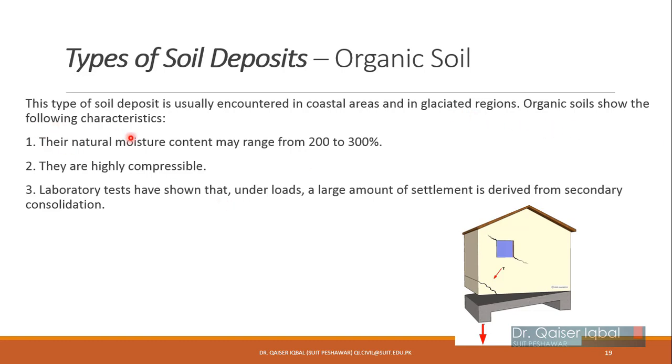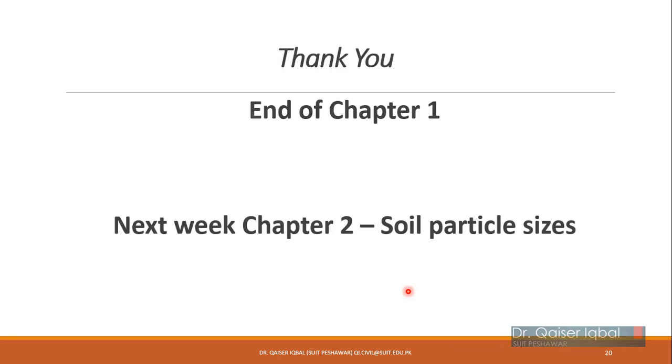Organic soils show the following characteristics. Their natural moisture content is very high, 200 to 300%. Okay, moisture content. They are highly compressible, because they have got organic materials which can decompose and reduce their volume, so in turn they can be dangerous to build on. Laboratory tests have shown that under loads a large amount of settlement will occur in this type of soil, primarily due to secondary consolidation or secondary settlement, which is basically not good for building, but as I mentioned, they are good for agriculture. So in the coming lecture we will discuss them in detail, their properties as well.